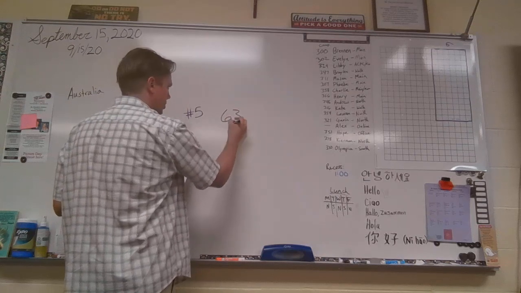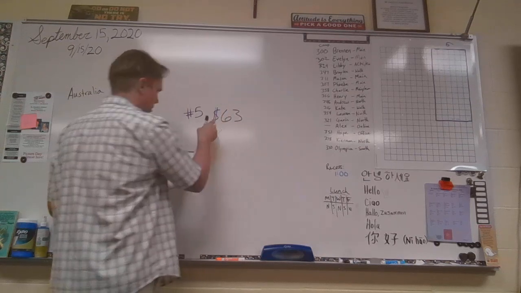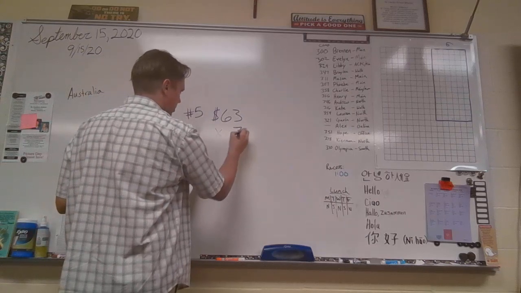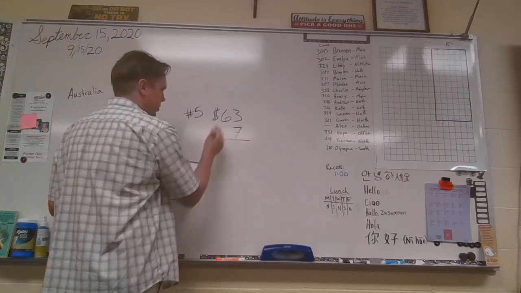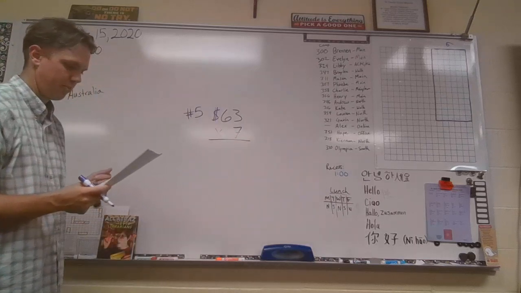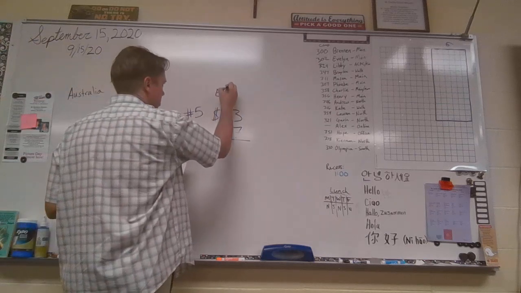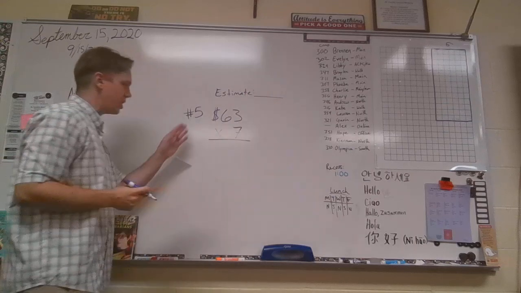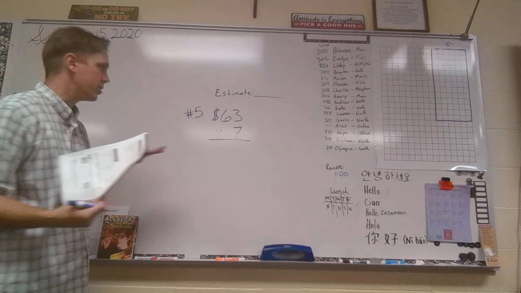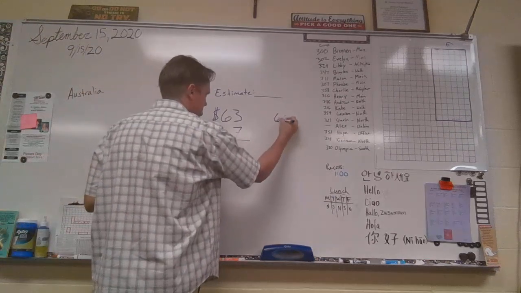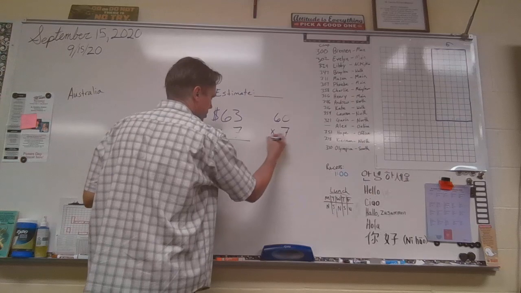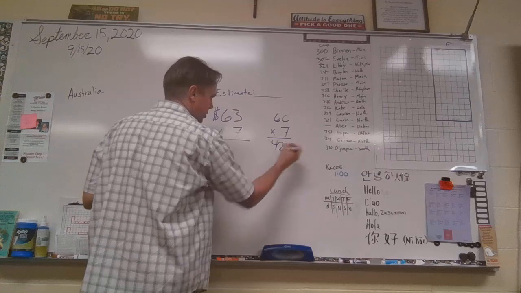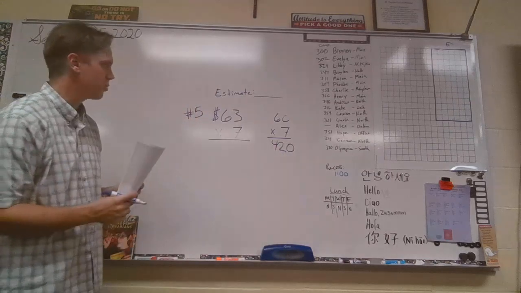We have $63. This does not matter at all, except for technically your answer should have a dollar symbol, but I am not going to get hung up on that. All right, so 63 times 7. Well, first of all, we have to estimate, right? $63, is it closer to 60 or is it closer to 70? Well, it's closer to 60, so we're going to go 60 times 7. 6 times 7 is 42, and then we put the 0 on the end, so 420. So our estimate's going to be 420, that's what we write up here.